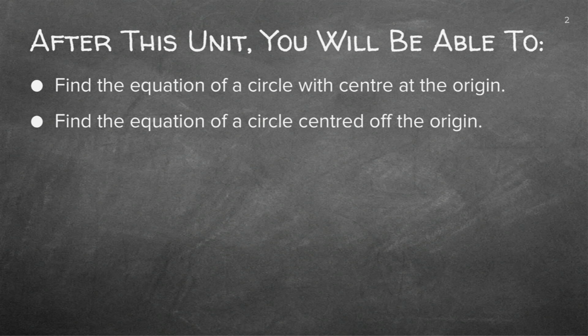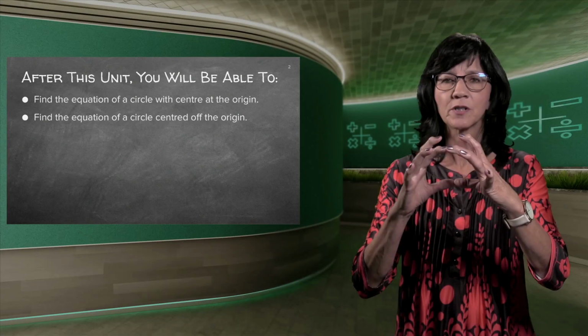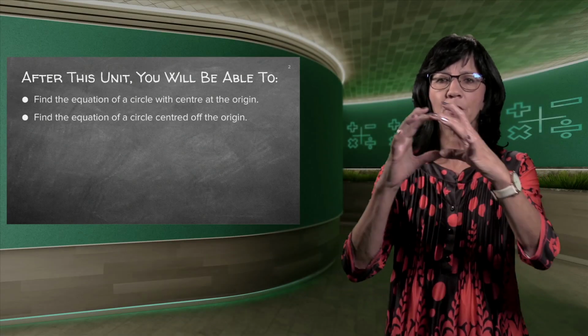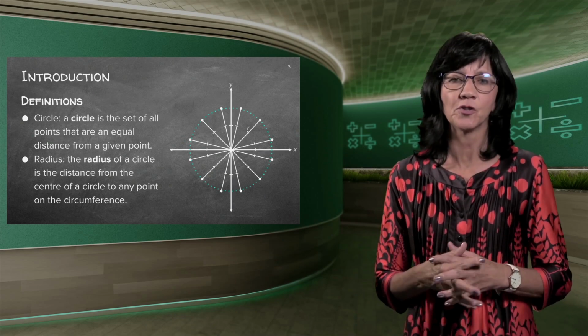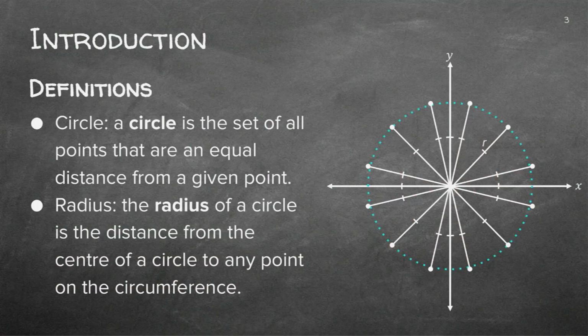After this whole unit, you'll be able to find equations of circles either with the center on the origin of your Cartesian plane, or we can move it around any place and you will be able to find the equation. Now let's just see what a circle is about. A circle is actually a set of points going all around, and if I make those points close enough to one another, it forms a circle.